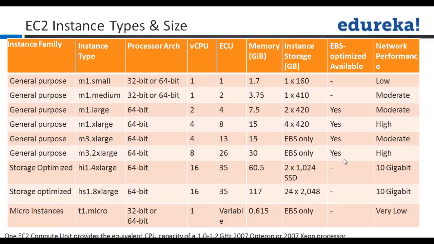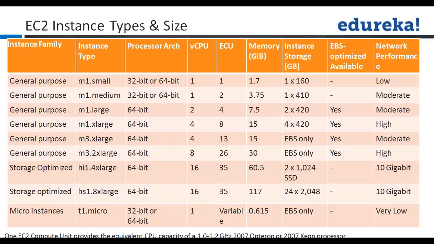So in the general purpose part, you would see that's a vCPU and ECU. One ECU, that's an Elastic Compute Unit, is equivalent to 1 to 1.2 gigahertz of a 2007 Opteron or 2007 Xeon processor. So whenever Amazon gives you a virtual machine, say I selected m1.large, this virtual machine has 4 ECU, which means it has a CPU capacity of 2007 Opteron of 4 CPU. And vCPU is nothing but a core.